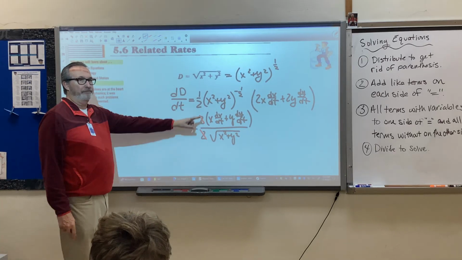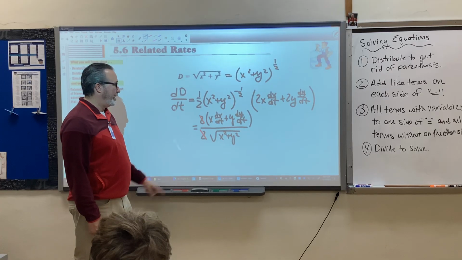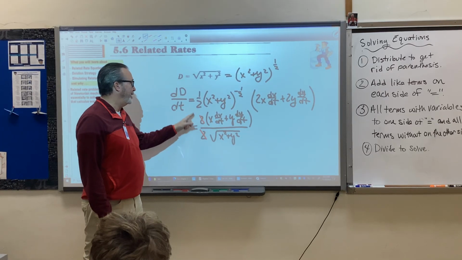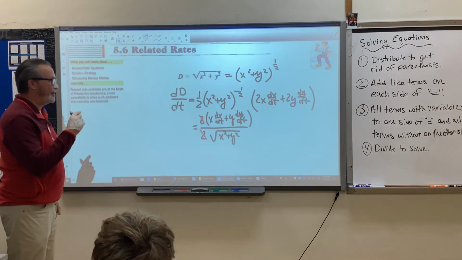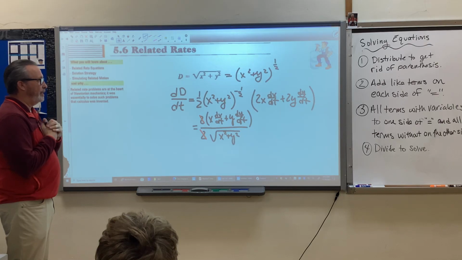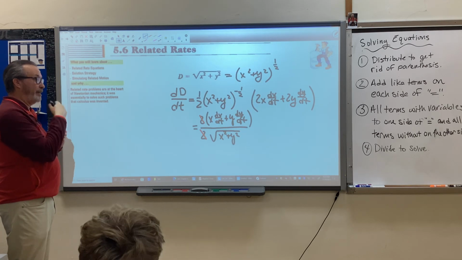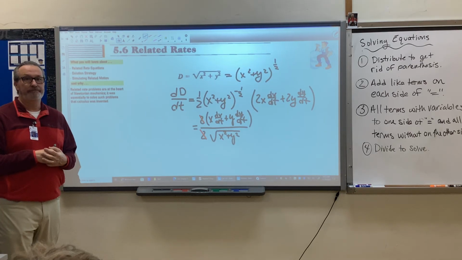Notice how I did that? I canceled something that was being multiplied. I did not cancel something that was being added or subtracted. I think sometimes when I cancel that stuff, I change the way your brain works in a bad way. So I'm going to factor the 2 out and cancel the 2 that's over there. Okay, any questions about that?